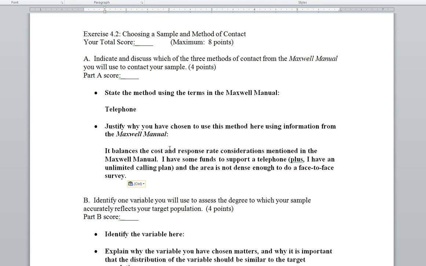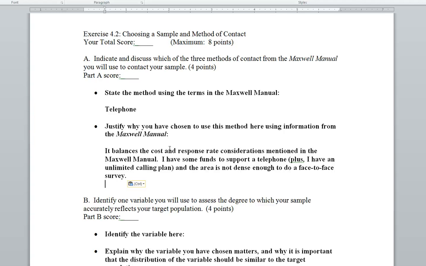There's lots of different reasons why you might choose one method of contact over another. For example, it's basically cost and response rate. Face-to-face is very costly, email is very cheap. But the response rate for email is very low, and the response rate for face-to-face is very high. So you have to balance those considerations. There are other considerations mentioned in the Maxwell Manual, but those are a little more peripheral.